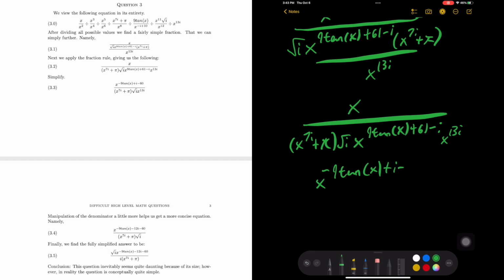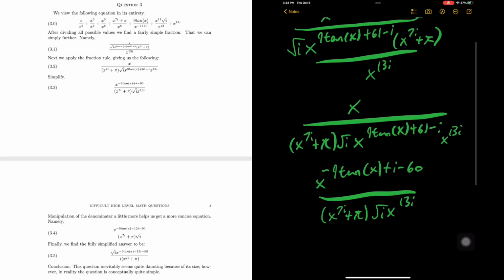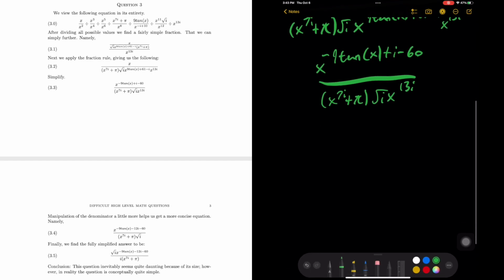So dividing this out and doing a bit of simplification, we have x to the negative 9 tangent x plus i minus 60, and then we have all of that over x to the 7i plus pi, so that remains the same, and then we have root i x to the 13i. Okay, so we have this all in one easy fraction now.